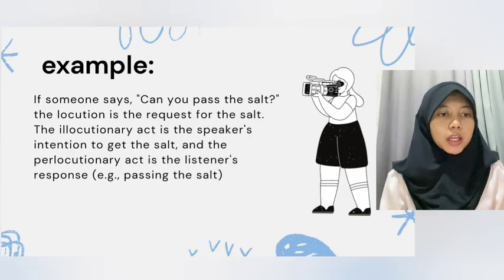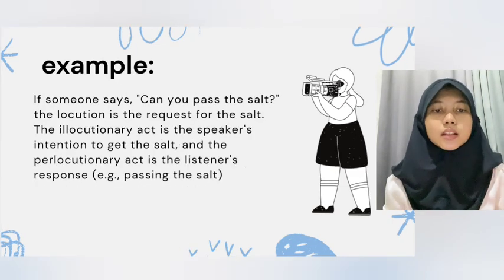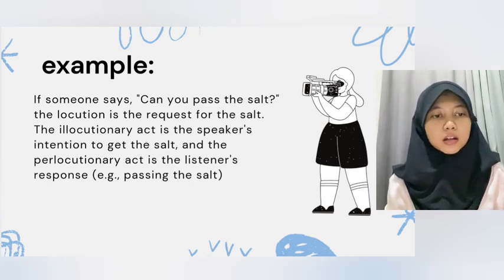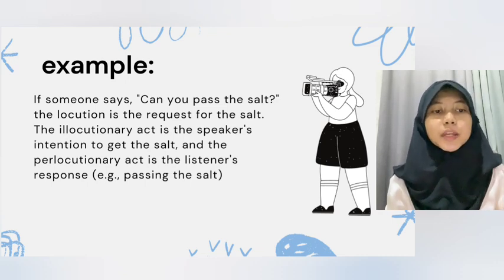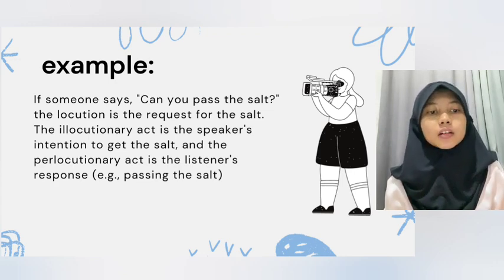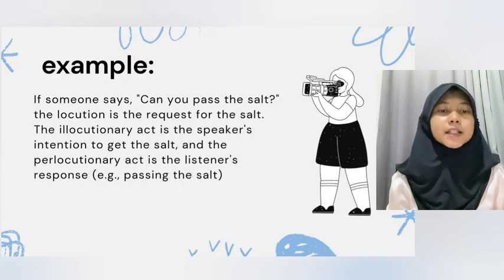Example: if someone says, "Can you pass the salt?" the locution is the request for the salt. The illocutionary act is the speaker's intention to get the salt, and the perlocutionary act is the listener's response. Example: passing the salt.